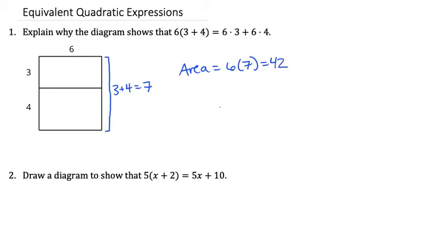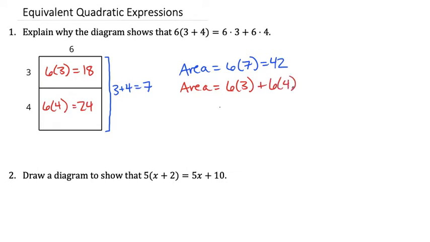Another way that I can find the area is by finding the area of each of these two smaller rectangles and then adding them together. So the smaller one here is going to have an area of 6 times 3, which is 18, and this larger one has an area of 6 times 4, which is 24. So the total area is 6 times 3 plus 6 times 4, which is 18 plus 24, which equals 42.